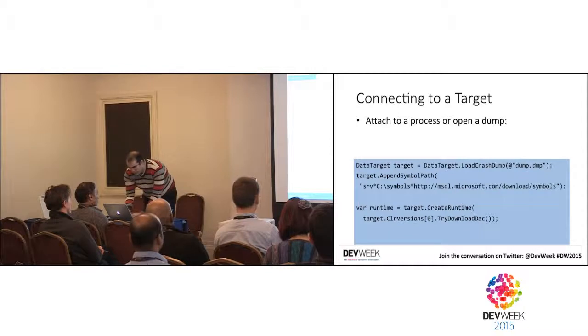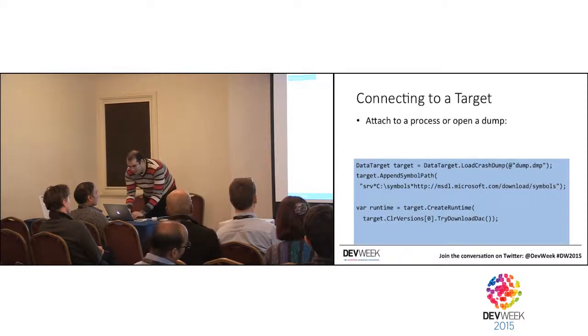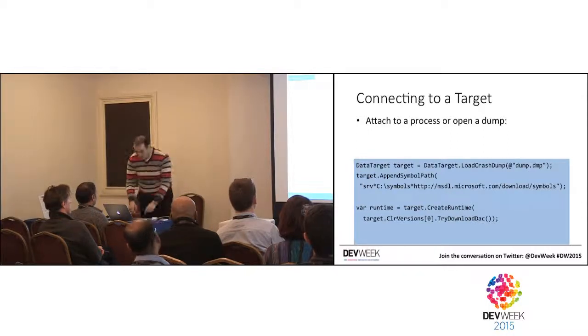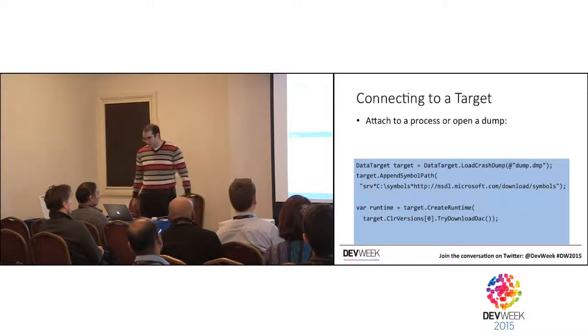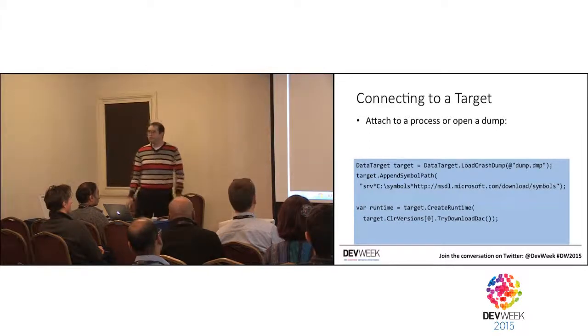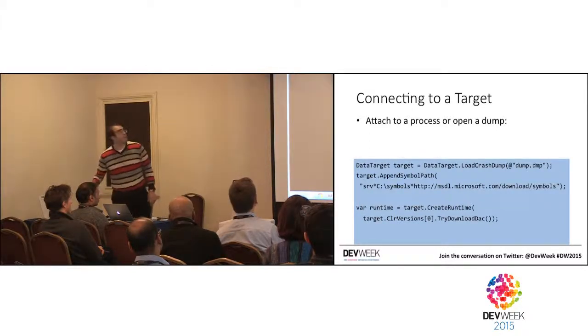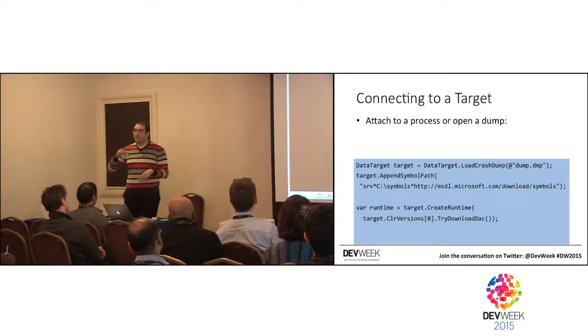So I can do something like for each CLR version in target CLR versions, let's write out the actual version. So let's try this. Okay, dump file loaded, and this is the version. So it's just a sanity test to show that it actually opened the dump successfully.